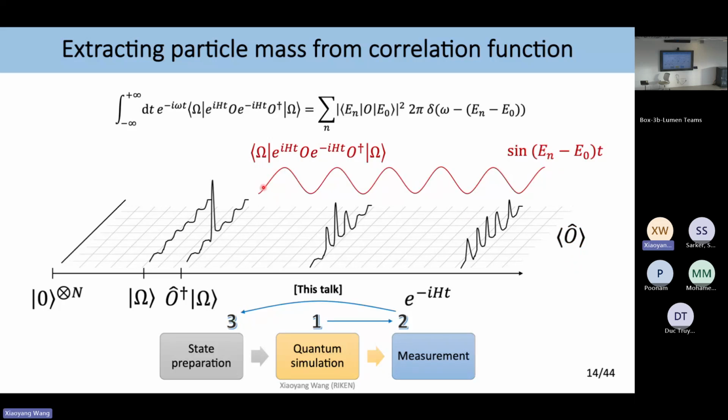This propagation procedure can be simply imagined as a sine function, as shown in this red line. And after performing the Fourier transformation, this sine function corresponds to a delta function. And in this talk, I will first introduce the quantum simulation method, and then we go to the measurement method, and finally we will talk about the state preparation method.